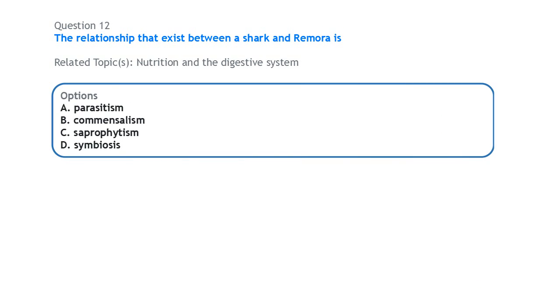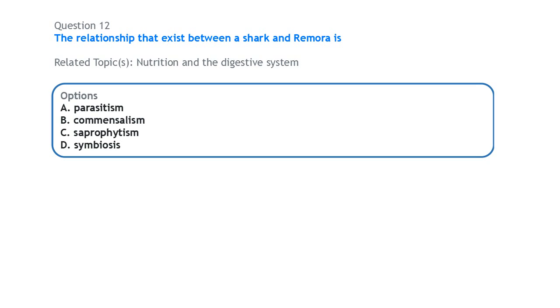Next question, on nutrition and the digestive system. The relationship that exists between a shark and remora is... We have different feeding relationships in organisms. The feeding relationship could be parasitism, where one organism, the parasite, benefits while the other organism, called the host, is harmed. So one benefits, the other is harmed.